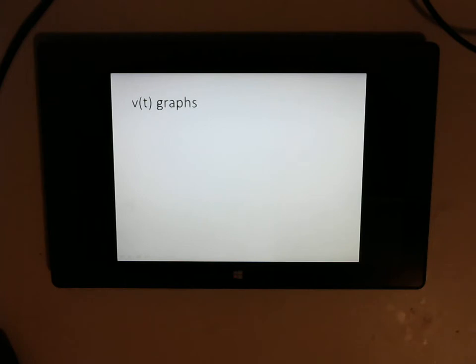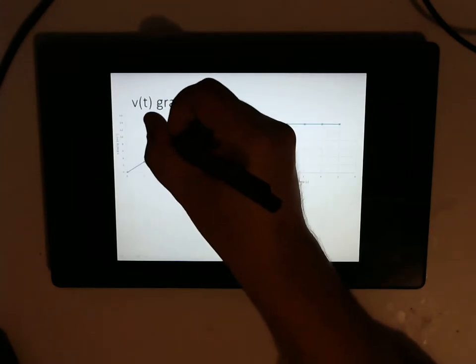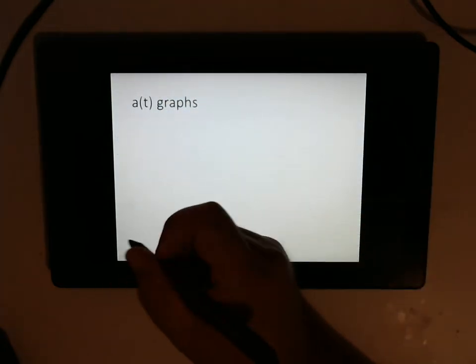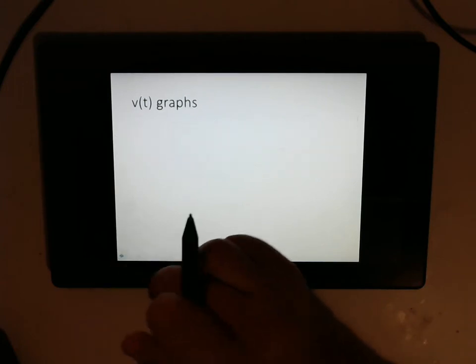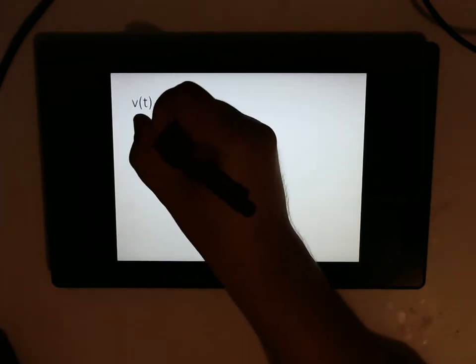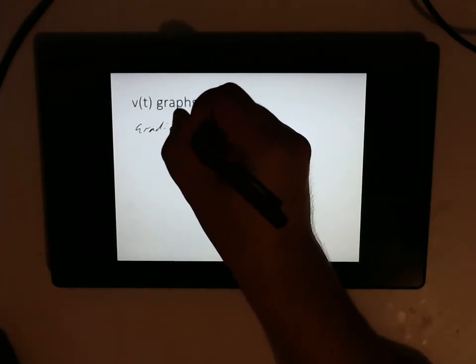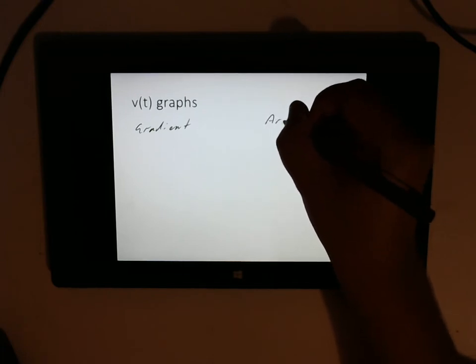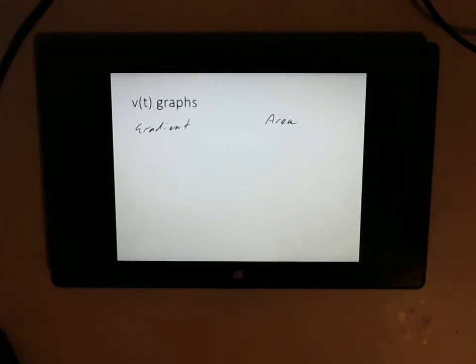So VT graphs, though, have a bit more complexity. We can use the gradient like we just did with our ST graphs, but we can also use the area. Okay, and what we mean by the area is the area between the line we plot and the x-axis.